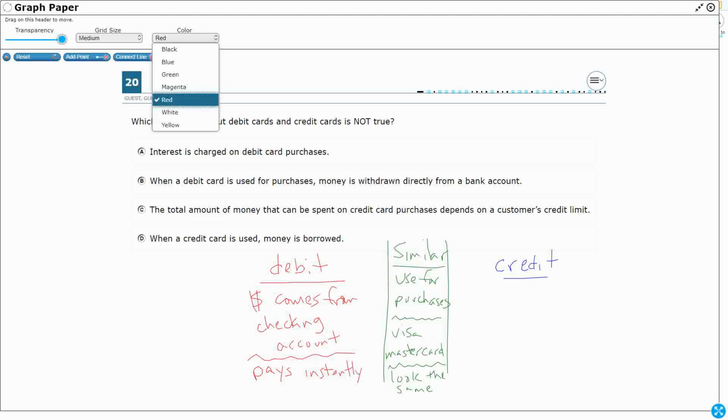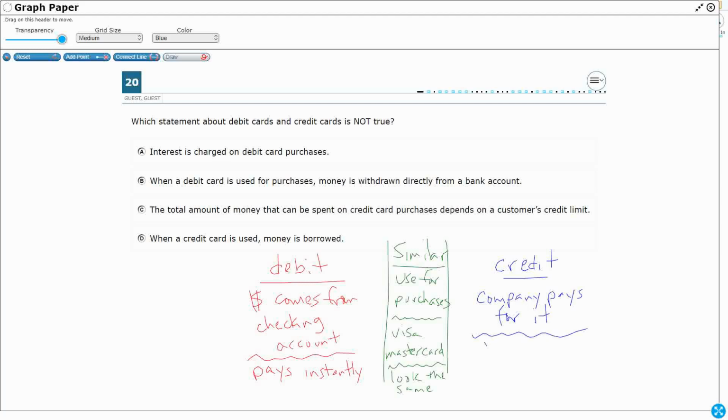Now, the credit card, here's the deal. Visa or MasterCard, the company pays for it. Whatever transaction you are trying to get, the company will pay for it. Visa will pay for it. Discover, American Express. And then you pay the company back.